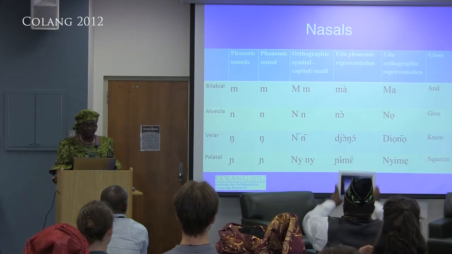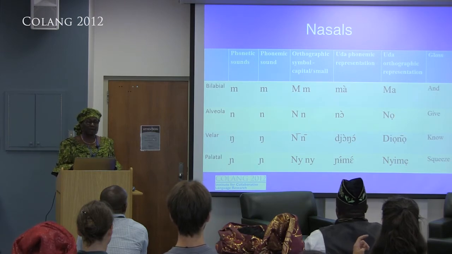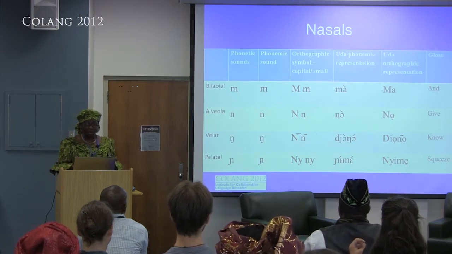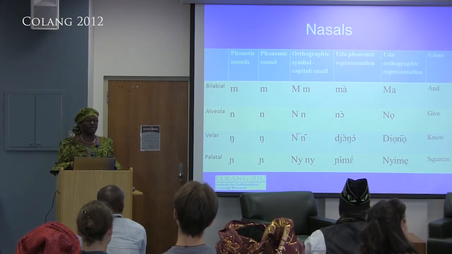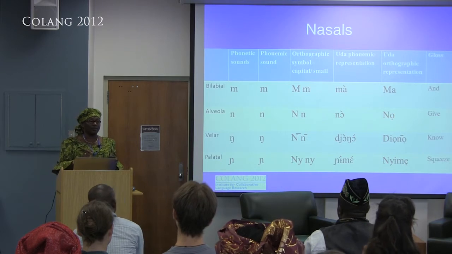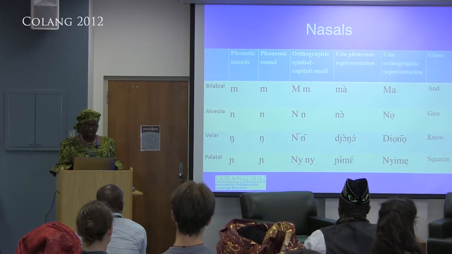Now the velar nasal is particularly interesting. We weren't sure initially whether to use this bar on top of the N or to use the English symbol, NG. But then the issue of it occurring as a syllabic nasal with the tone would make it look odd if it occurs at the beginning of the word, so we chose to use the bar.